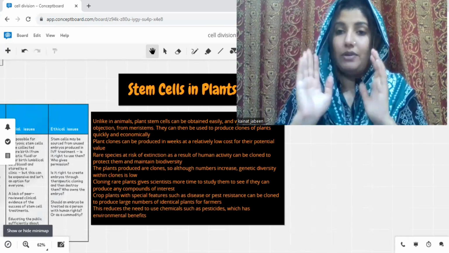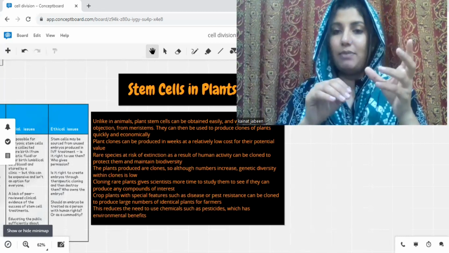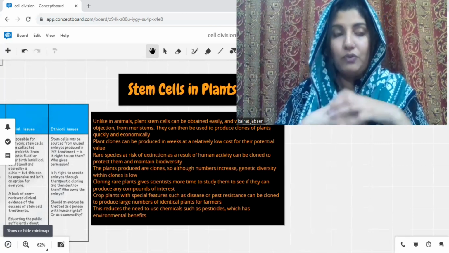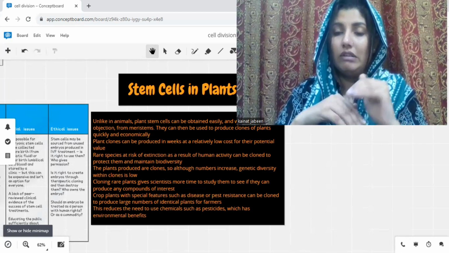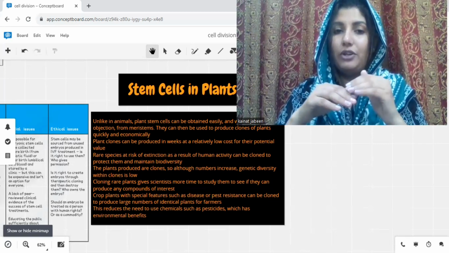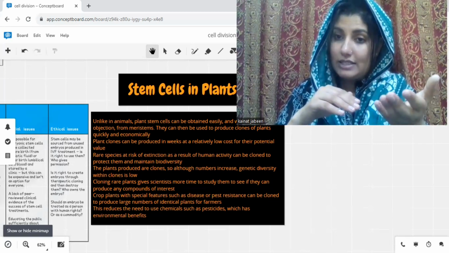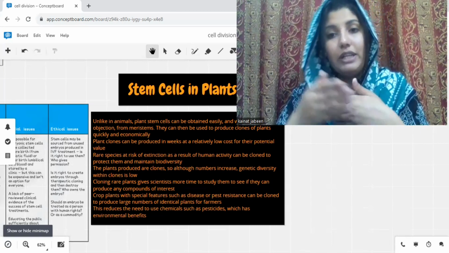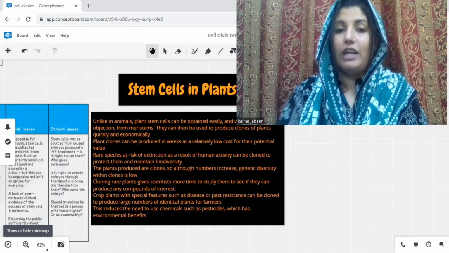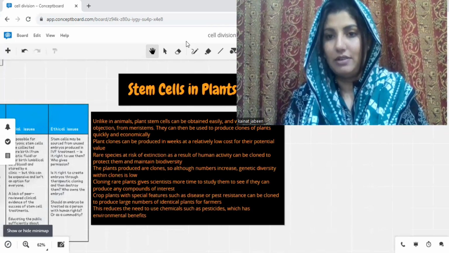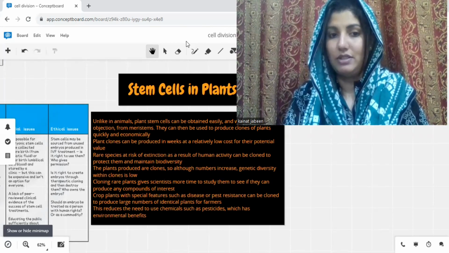Next, for researchers, for example, there is a plant that is used to cure a disease, but its growth is very slow. So they use the same method, stem cell growth, and provide artificial media to produce a large number of plants at a time and use them for different research purposes. So this is all about stem cells.